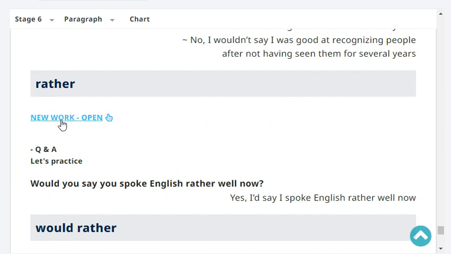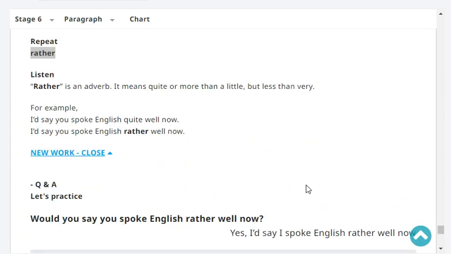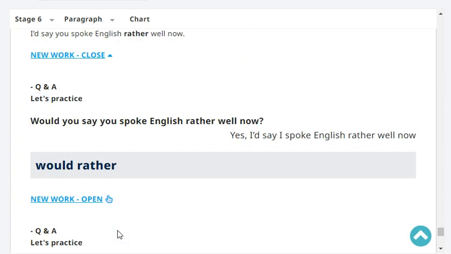Next repeat. Rather. Very good. Okay, listen. The word rather is an adverb. It means quite or more than a little, but less than very. For example, I'd say you spoke English quite well now. Or I'd say you spoke English rather well now. Okay, let's practice. Would you say you spoke English rather well now? Yes, I'd say I spoke English rather well now. Very good.